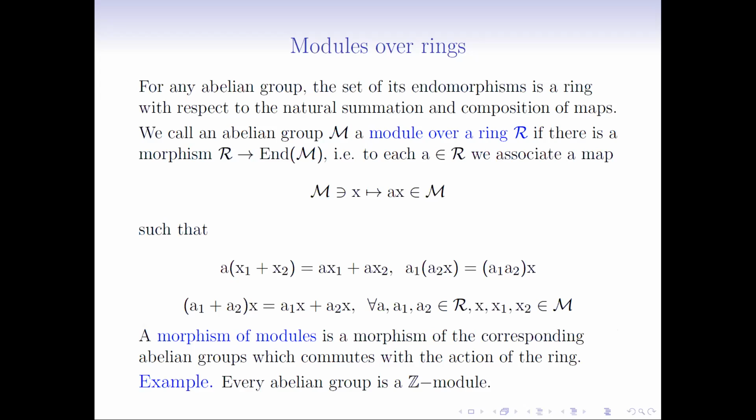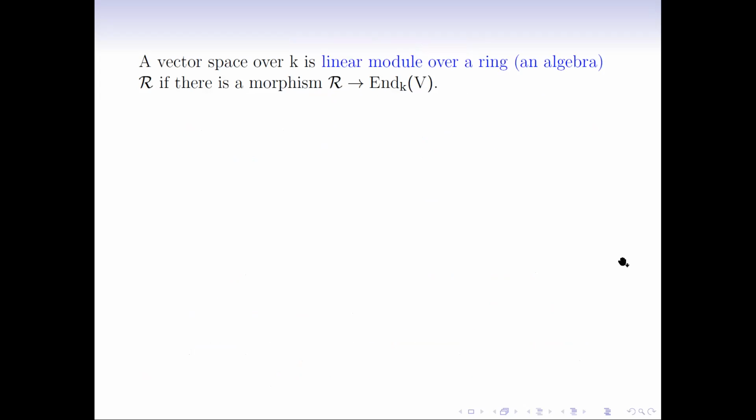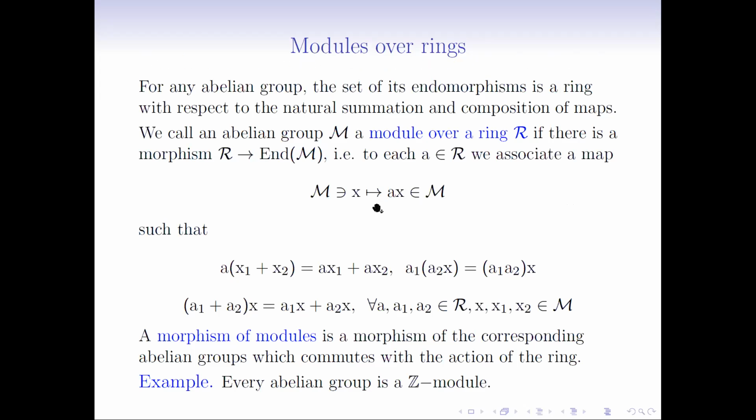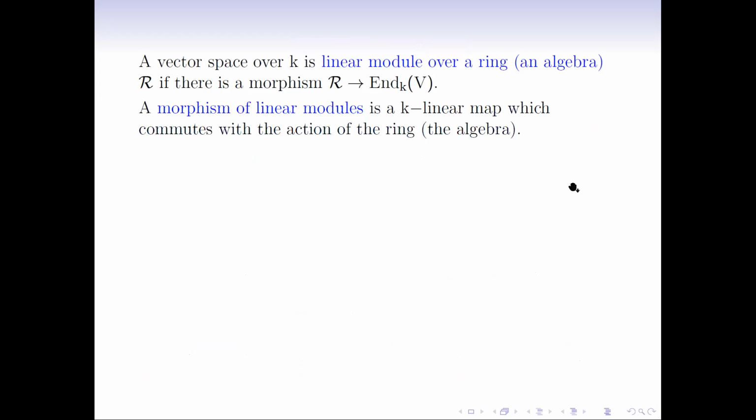If the ring is not that simple, then of course not every abelian group possesses a structure of a module over some ring. A vector space over K is called a linear module over a ring or an algebra if we have a morphism from R, the ring or the algebra, to endomorphisms over K of V. So it means that in the above definition, to any a of R, we associate a linear map in V. A morphism of linear modules is a K-linear map which commutes with the action of the ring or the algebra.